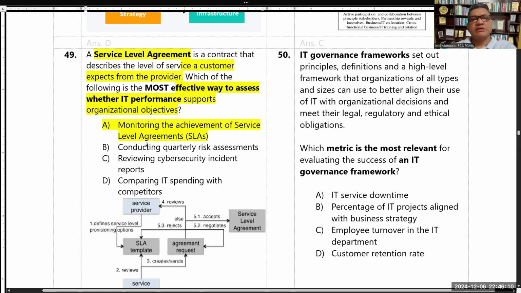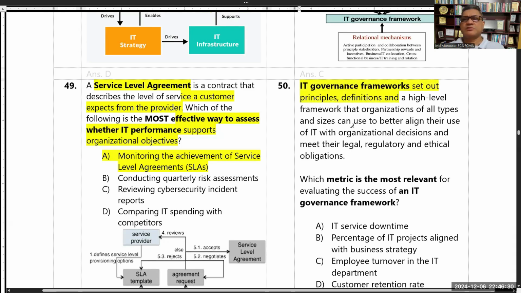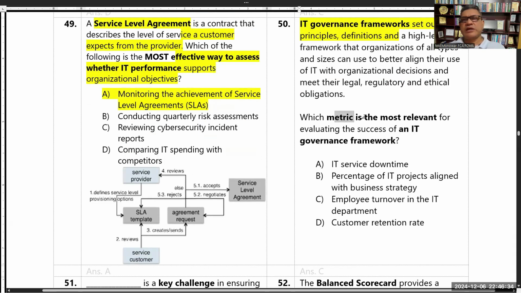Monitoring the achievement of service level agreements. Regarding the IT governance framework, the question is which metric is the most relevant for evaluating the success of an IT governance framework? It is the employee turnover in the IT department. If we count the employee turnover of the IT department, you will be able to evaluate the success of an IT governance framework.